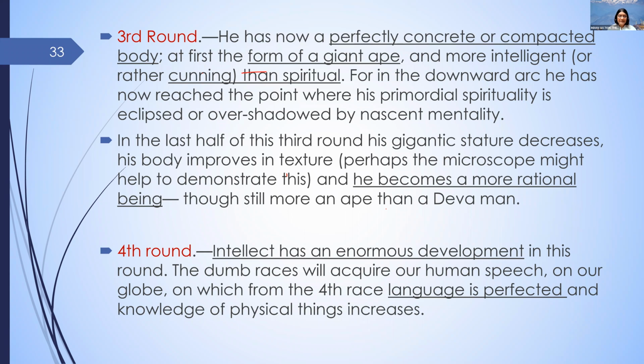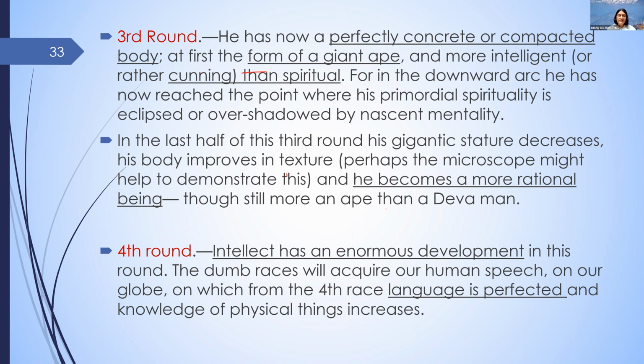3.5 rounds are the descending arc, and the next 3.5 rounds are going to be the ascending arc. So in this, the inherent spirituality of man, that is the real man, is now being hidden by his next principle, manas, that is evolving. So we can see how within each round, one by one, his principles are evolving.